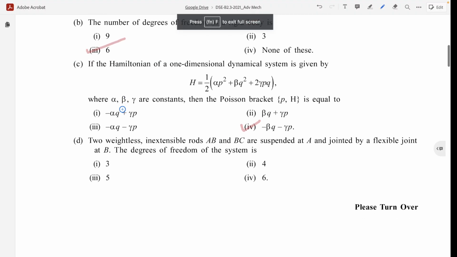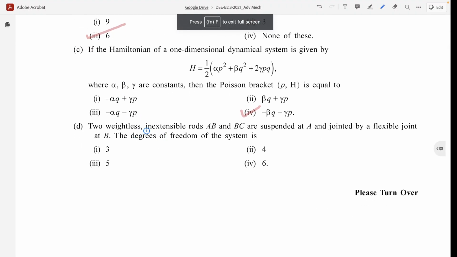Next question B. Two weightless inextensible rods AB and BC are suspended at A and jointed by a flexible joint at B. The degrees of freedom of the system is 4.